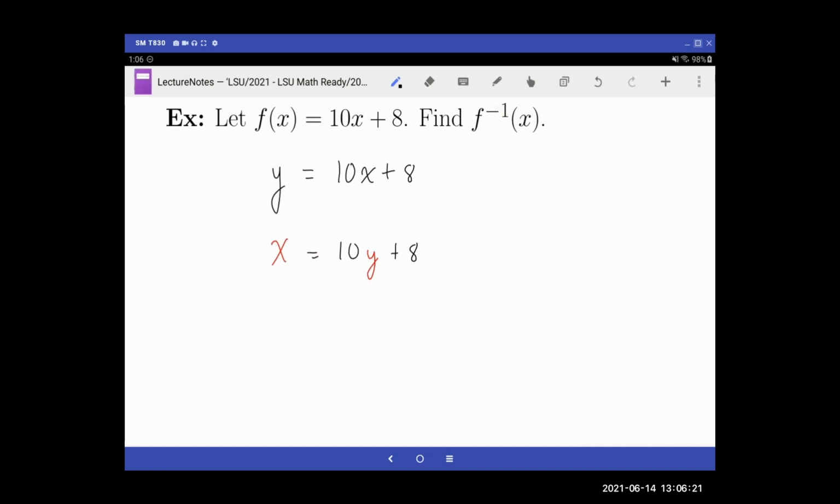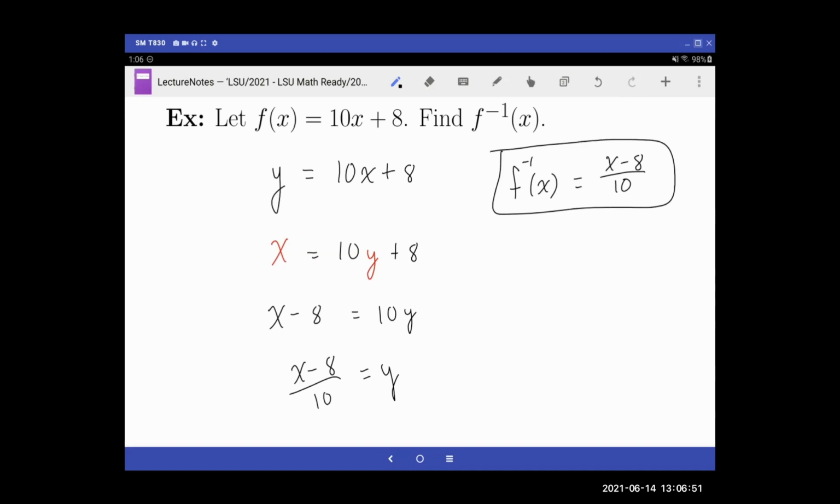That's pretty straightforward. I just subtract 8 from both sides, and then I divide both sides by 10. And so I have x minus 8 over 10 equals y. That's the new y. So that means my inverse function is x minus 8, all divided by 10. There's my inverse function.